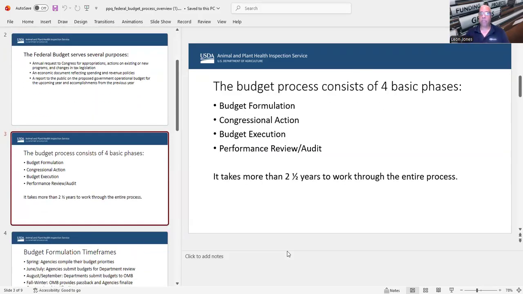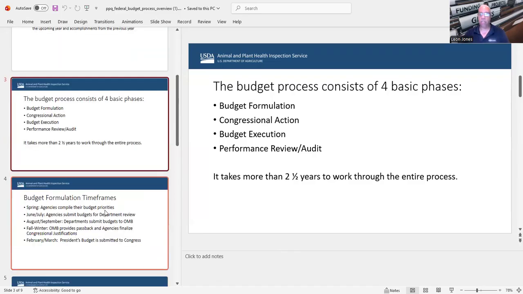Okay, the budget process consists of 4 phases. You have your budget formulation, your congressional action, your budget execution, and your performance review and audit. Now, it takes more than 2.5 years to work through the entire process.